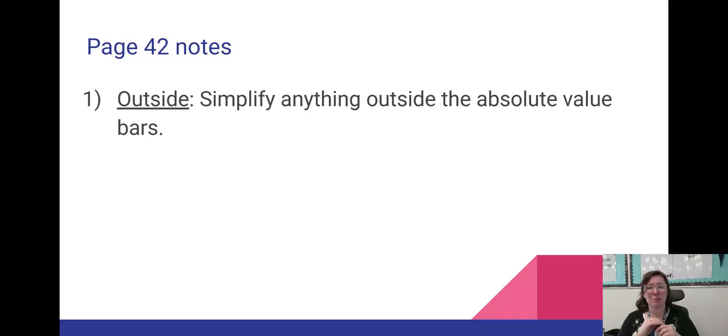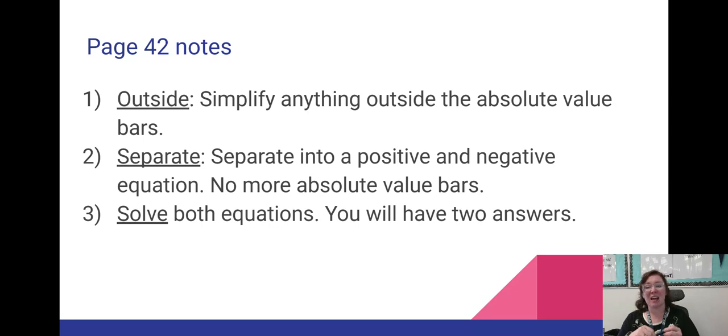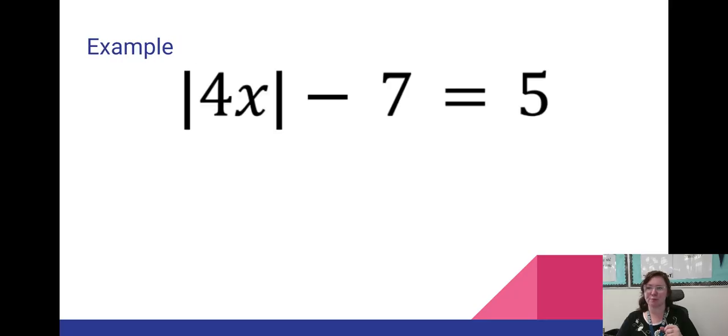So outside, simplify anything outside the absolute value bars. Separate into a positive and negative equation, and you don't need the absolute value bars anymore. And then solve both equations. You'll have 2 equations, so you'll get 2 answers. There are some special cases, such as the absolute value of 0 has one answer, and that's just 0. And the absolute value of x equals a negative number is not going to be possible. So the answer there would be not possible.